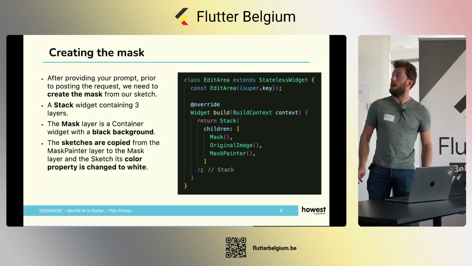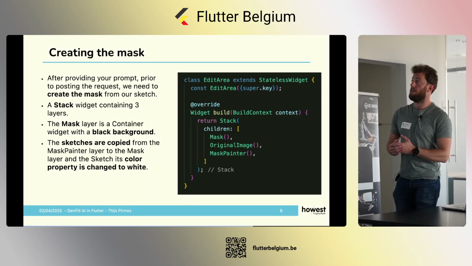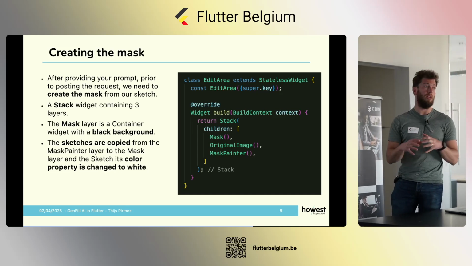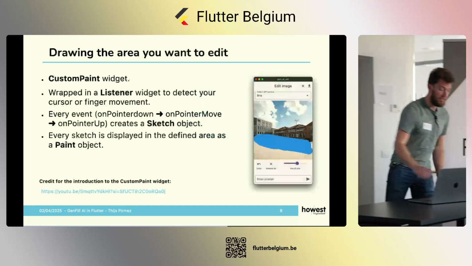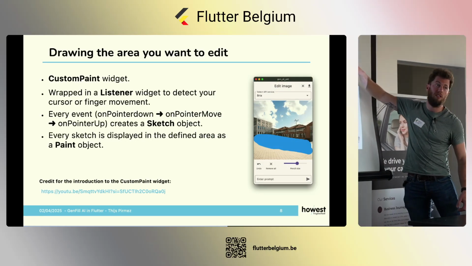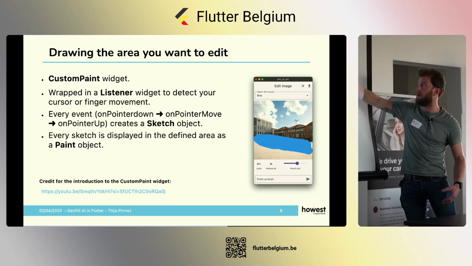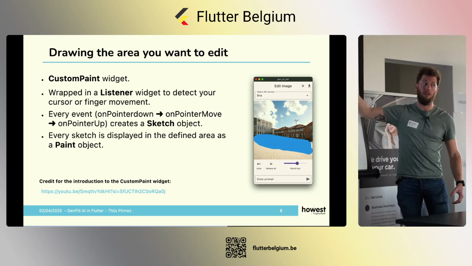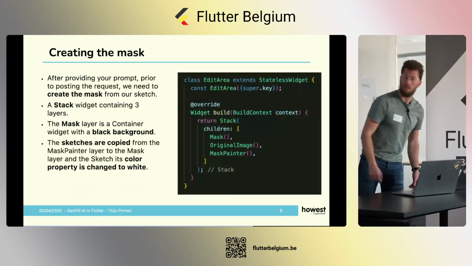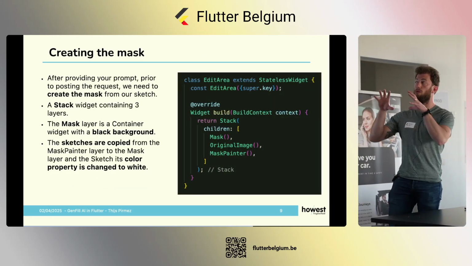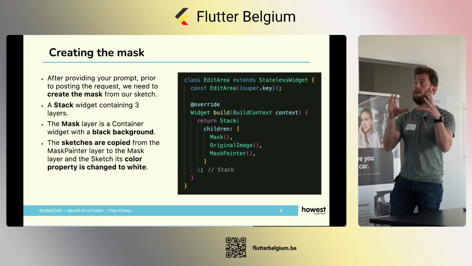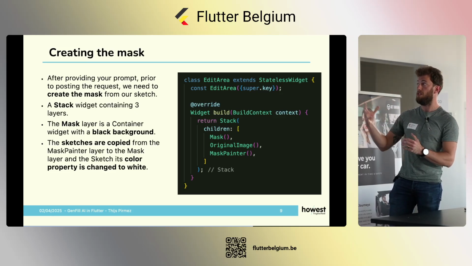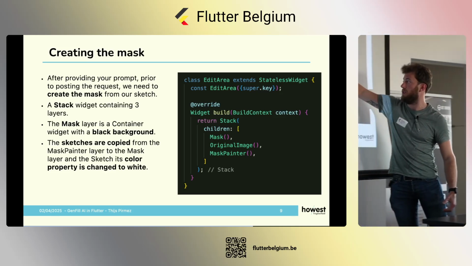So after creating the mask, after providing your prompt, prior to posting the request, we need to create a mask. So we drew on the picture, but there is no black image with that white spot over there. It needs to be a black image with a white color. If you start using other colors, you might get some weird results. So I had to convert that sketch into an actual mask I could send to the API.